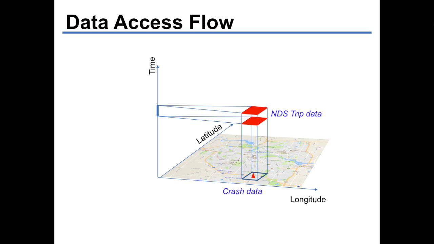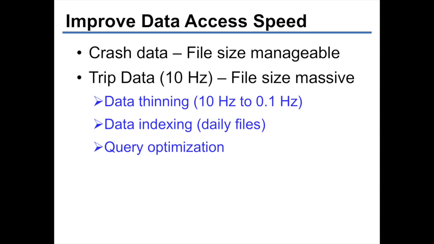The way we conceive of accessing data is that the crash event gives us the time and location. Based on that time and location, we go to this massive naturalistic trip data to extract the trips that are relevant within the same area of the crash event, within a certain time frame, within 3 hours or 2 hours of the crash event. That's the type of data we want to extract. Once we can do that, we can do all the studies that we need to do. And because the NDS trip data is a massive file, you have to figure out a way to partition and index the data to enable real-time access.